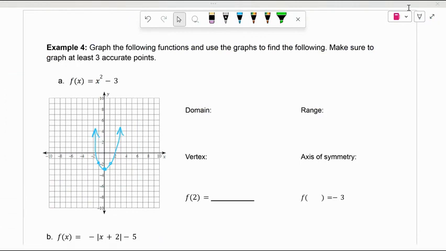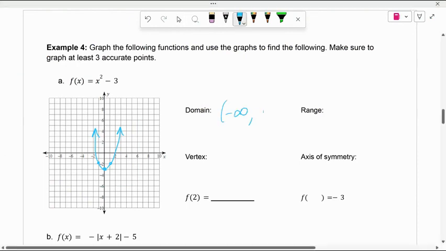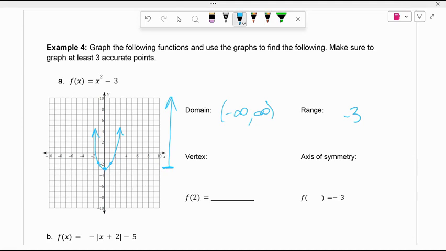So our domain, again, it's a parabola. So domain's always going to be negative infinity to positive infinity. Our range, we have a lowest y value at -3. And all the rest of them go up on forever, so to infinity. So parenthesis on infinity, square bracket on -3, because there is a point at -3. -3 can be our answer.